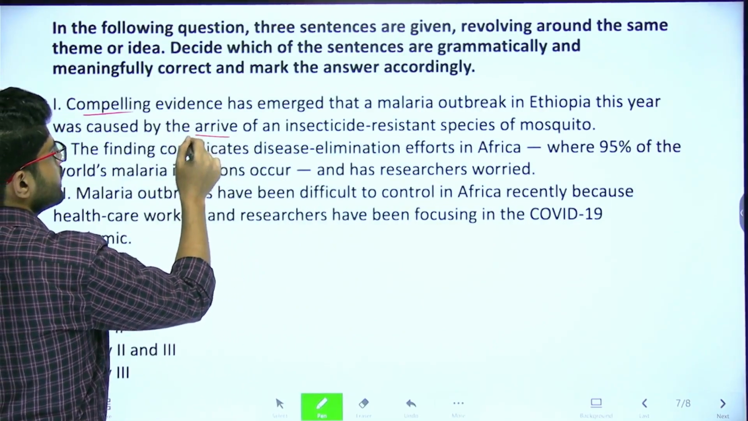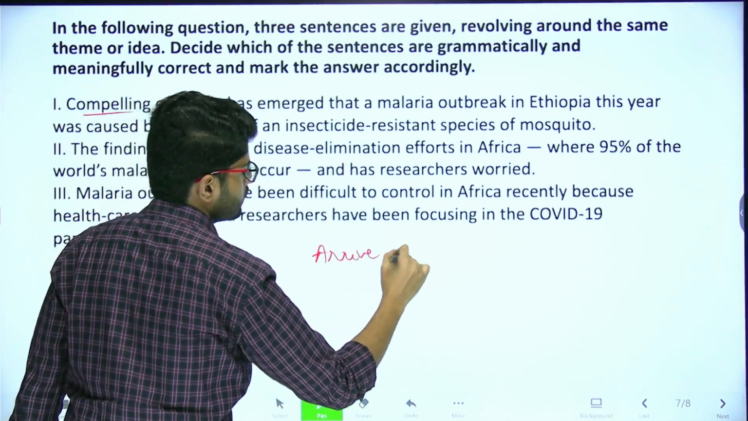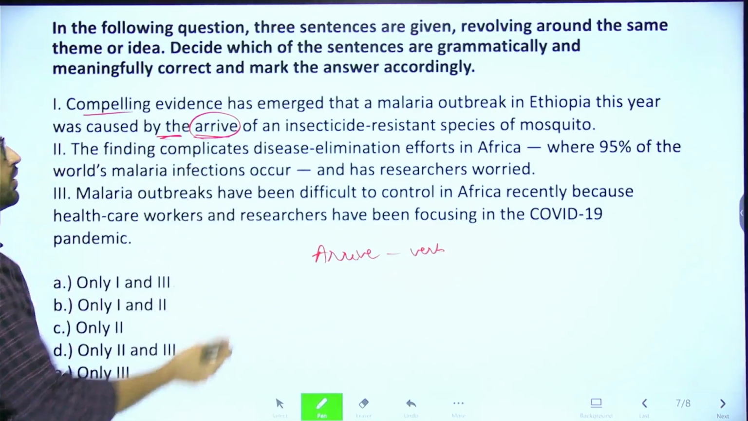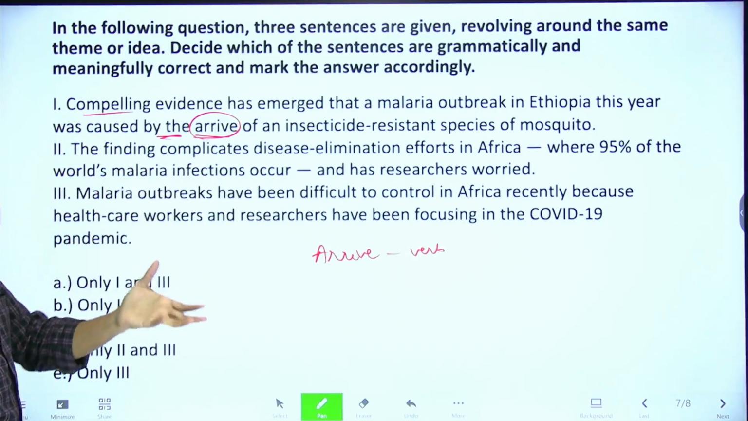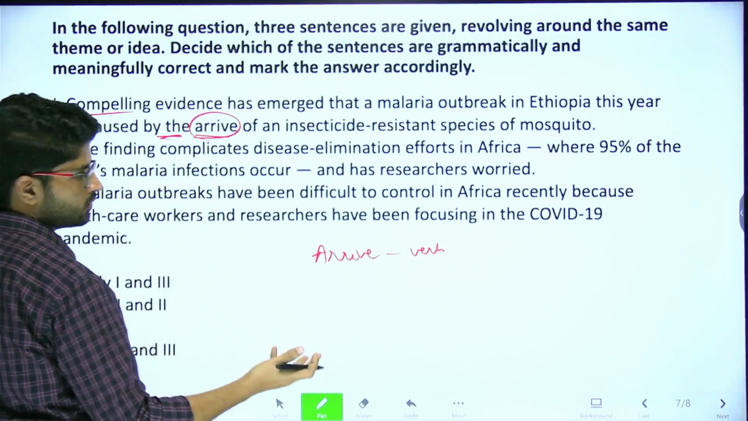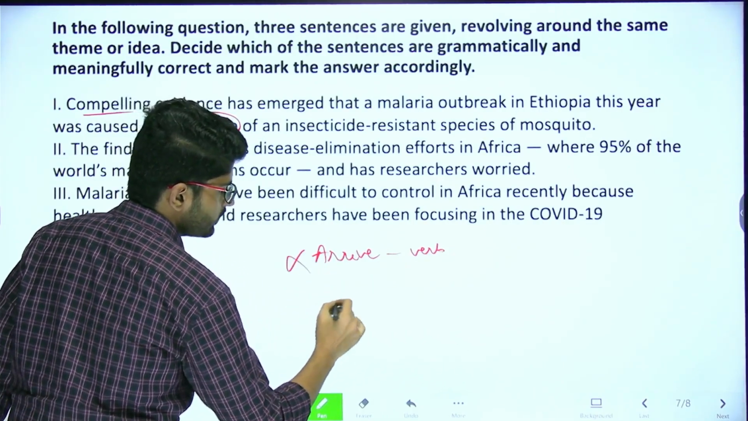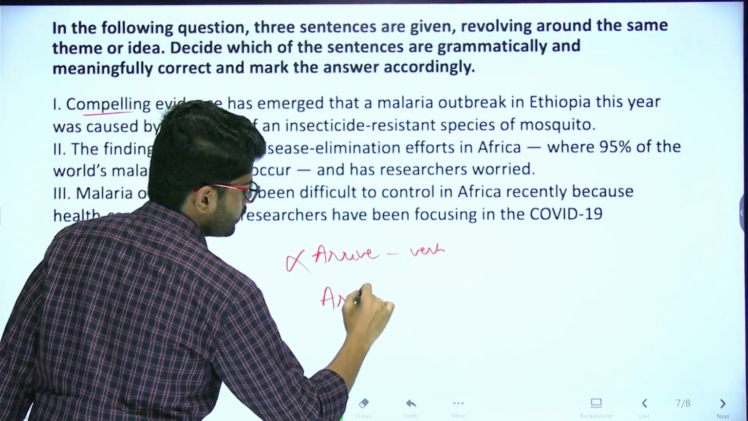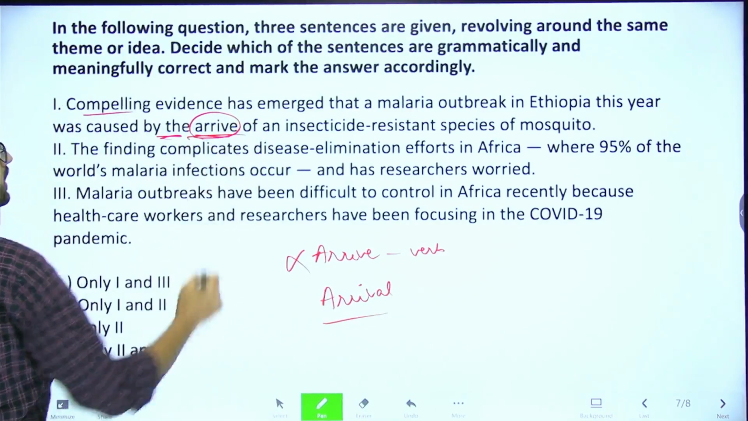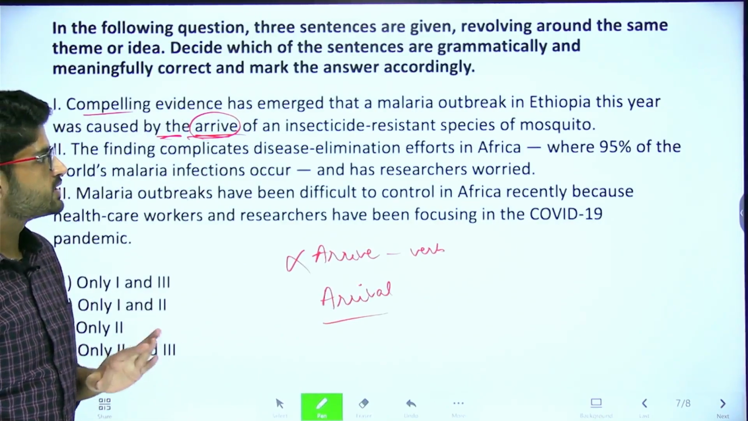Arrive is a verb. Okay, and the के बाद क्या होना चाहिए यहाँ पे? Caused by what? Caused by, there should be a noun. तो arrive verb यहाँ पर इसका use गलत है. It should be a noun, और noun यहाँ पर क्या होगा? Arrival. So it is incorrect. यहाँ arrive की जगह होना चाहिए arrival of an insecticide resistant species of mosquito.